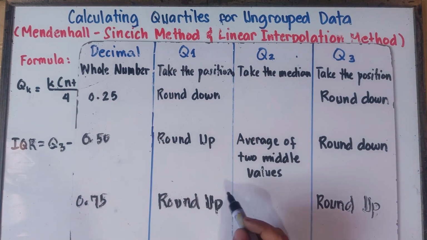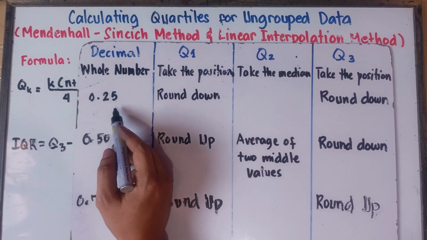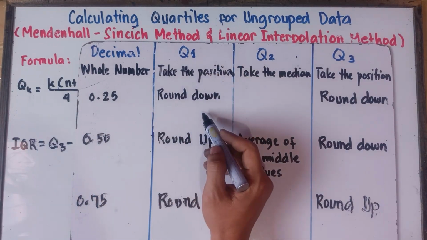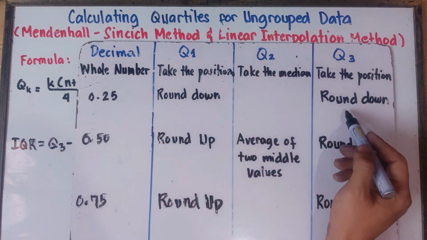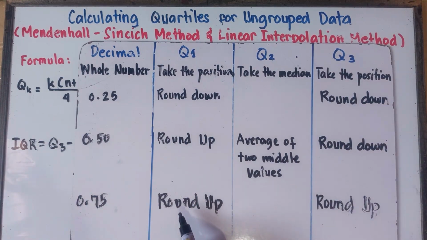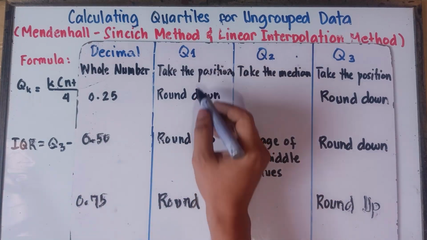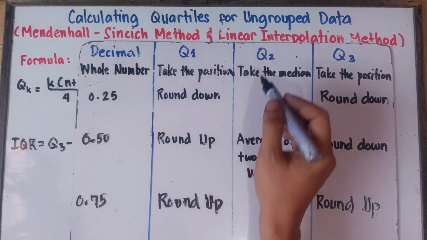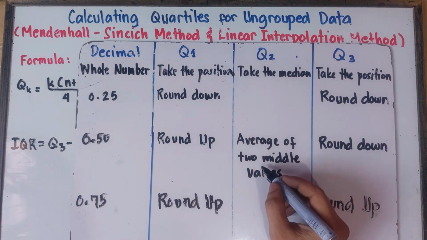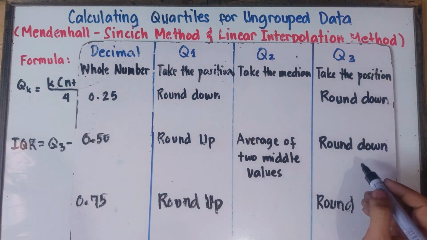Now, if your answer contains a decimal 0.25, so for quartile 1, round down, and then for quartile 3, that would be round down. Now, if your answer contains a decimal 0.50, so quartile 1, round up, and then quartile 2, average of two middle values, and then for quartile 3, that would be round down.